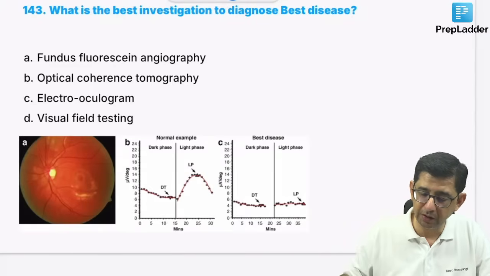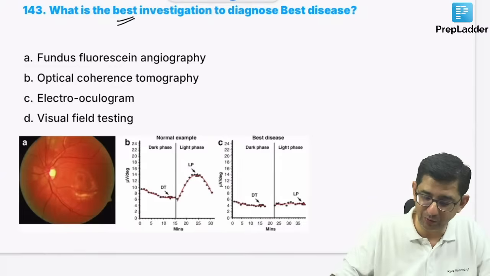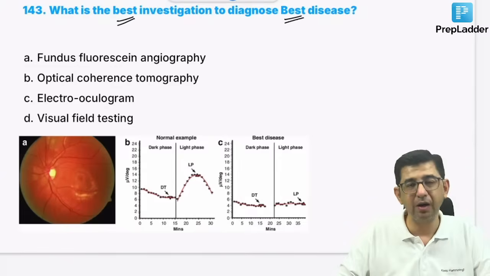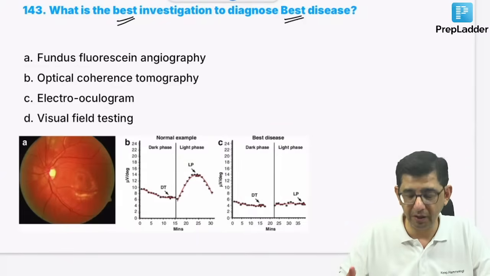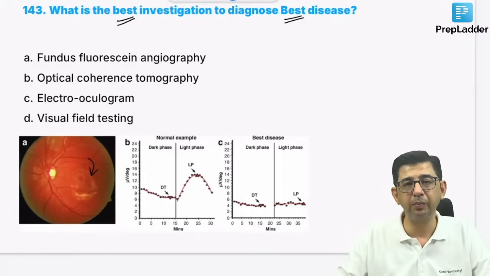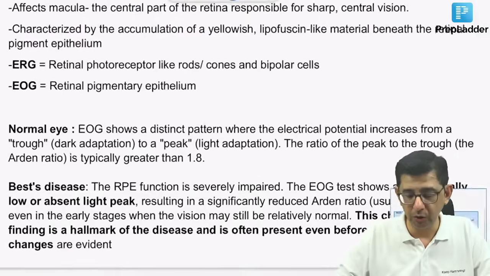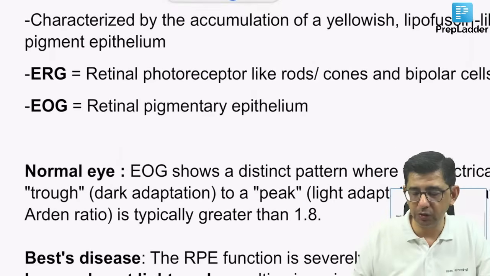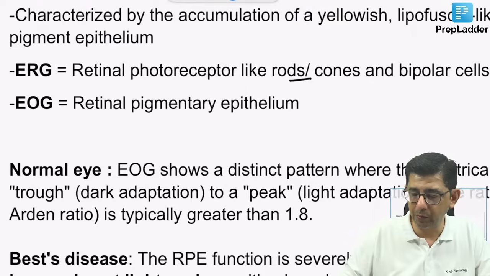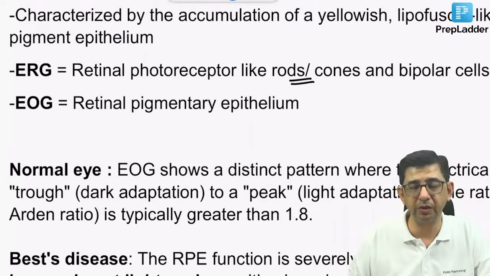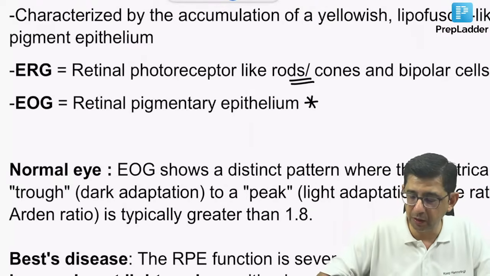Okay, best investigation for best disease. I mean, look at the vocabulary. Best disease is affecting the macula in the patient. It looks like an egg yolk appearance that you can see. And the main problem in this patient is that the macula is getting affected. There are two investigations, one is ERG and EOG. The ERG is done to check for the problem with rods and cones and bipolar cells. But this is the disease of the retinal pigment epithelium.